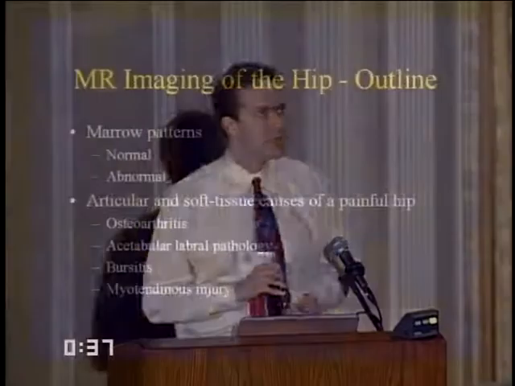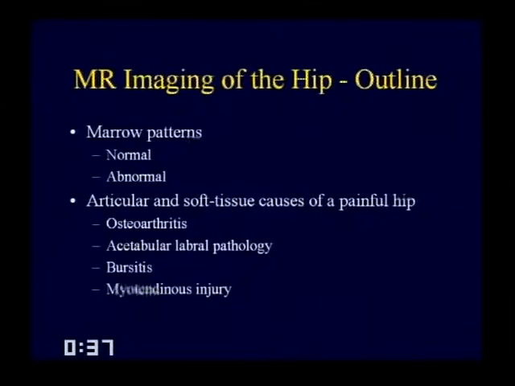And for the next 20 minutes, I'm going to be talking about MRI of the hip. And specifically, what we're going to talk about are marrow patterns that we see in the hip, both normal and abnormal, and articular and soft tissue causes of painful hip, osteoarthritis, labral pathology, bursitis, and briefly myotendinous injury. So let's start off by talking about marrow.